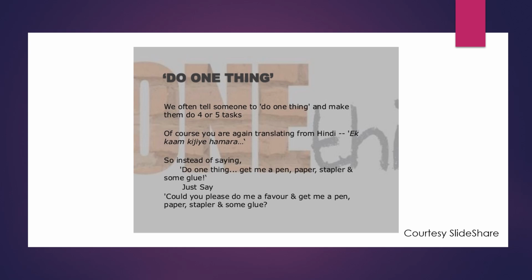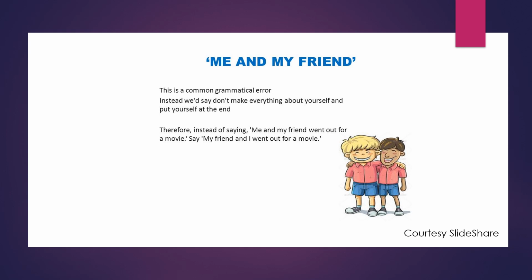Do one thing, get me a pen, paper, stapler. Again, I've used n number of instructions. So "could you please do me a favor" is better to say, rather than putting it as "do one thing". This one, me and my friend, this is usually when we are not putting a lot of focus on the rules of parts of speech, we may commit such a mistake.